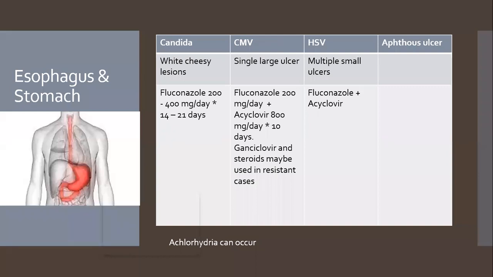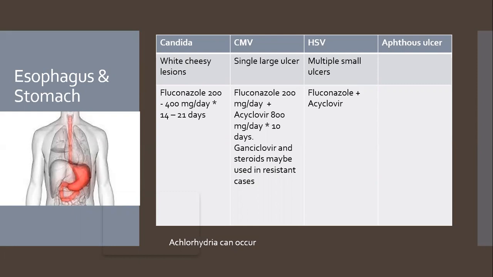Okay, oral cavity is over. Now come to esophagus and stomach. The same thing. The opportunistic infections which can occur are Candida, CMV, HSV, and aphthous ulcer. So you know very well, any esophageal lesion is going to cause dysphagia. So a patient with HIV presenting with difficulty in swallowing, 3 infections and 1 more possibility are there. Candidal infection, Candidal esophagitis. I told you it is a stage 4 clinical disease. So it presents as white cheesy lesions on endoscopy. Treatment is double the dose of that of oral lesion. If oral candidiasis is present, we give 100 to 200 milligram per day. Here we give 200 to 400 milligram per day for 2 to 3 weeks.